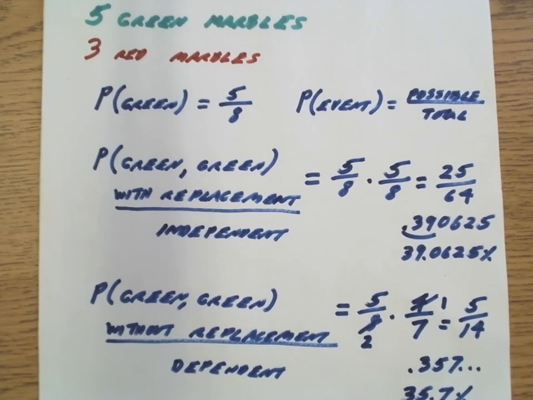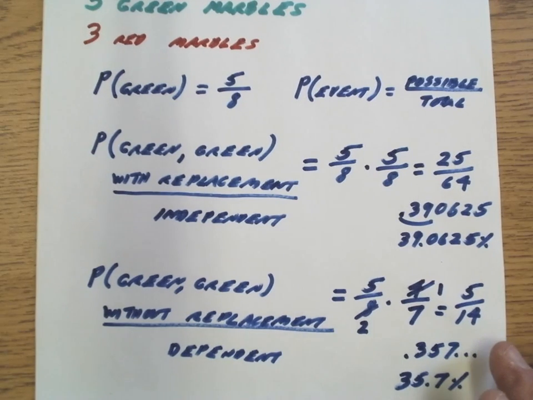So I have a better chance of picking 2 greens if I put the first one back in, which makes sense. Okay, so that's probability in terms of compound probability. We're doing one thing and then we're doing something else at the same time.